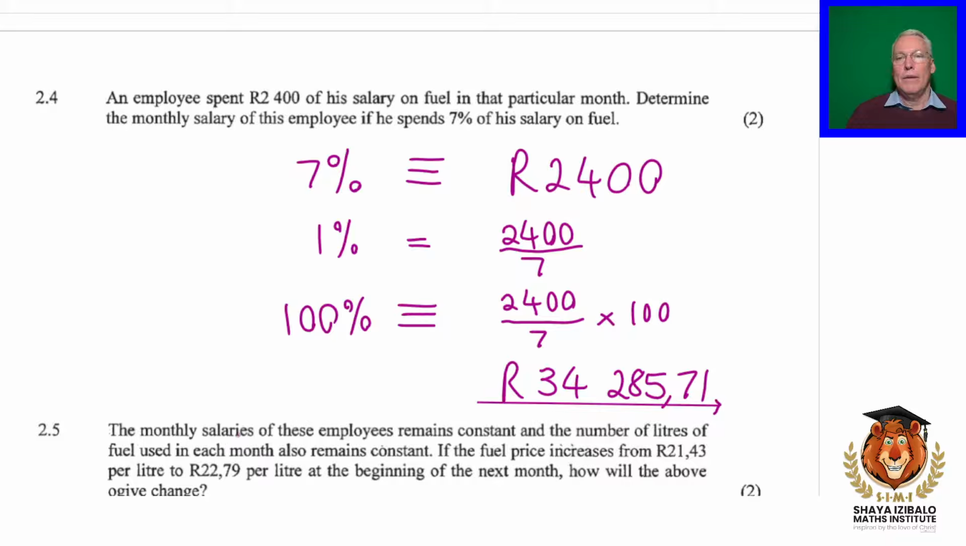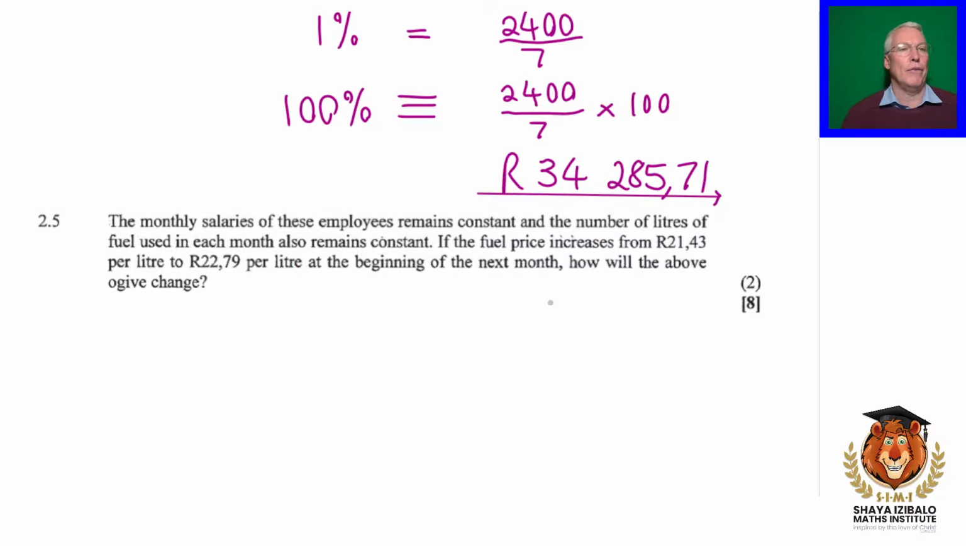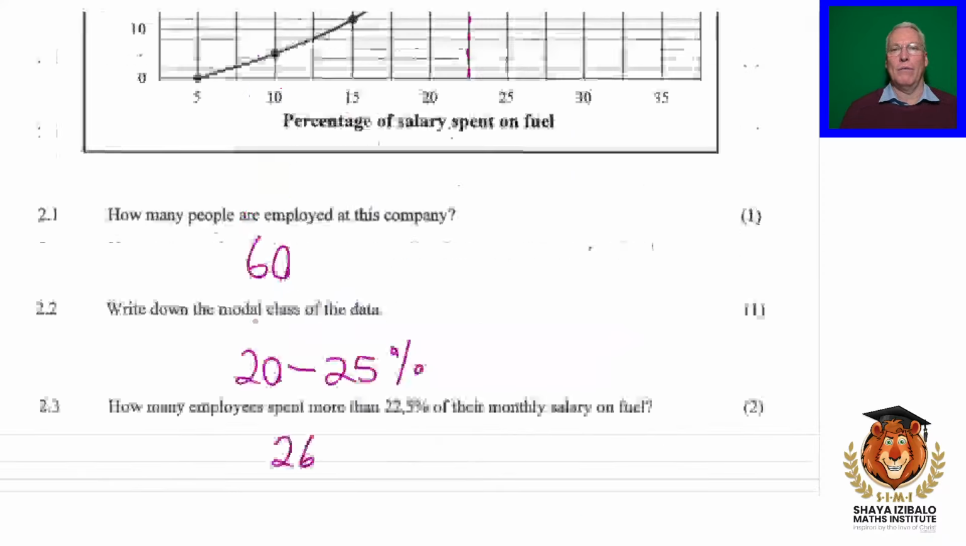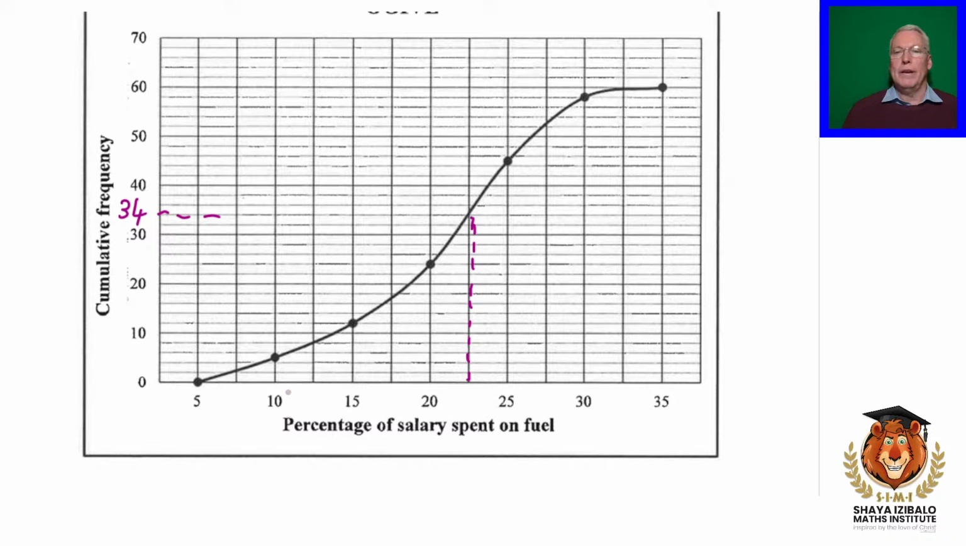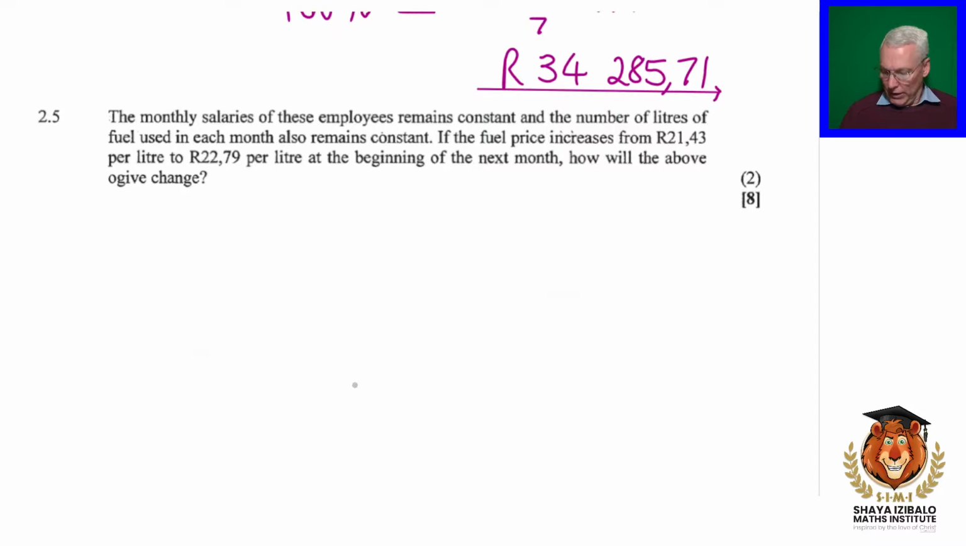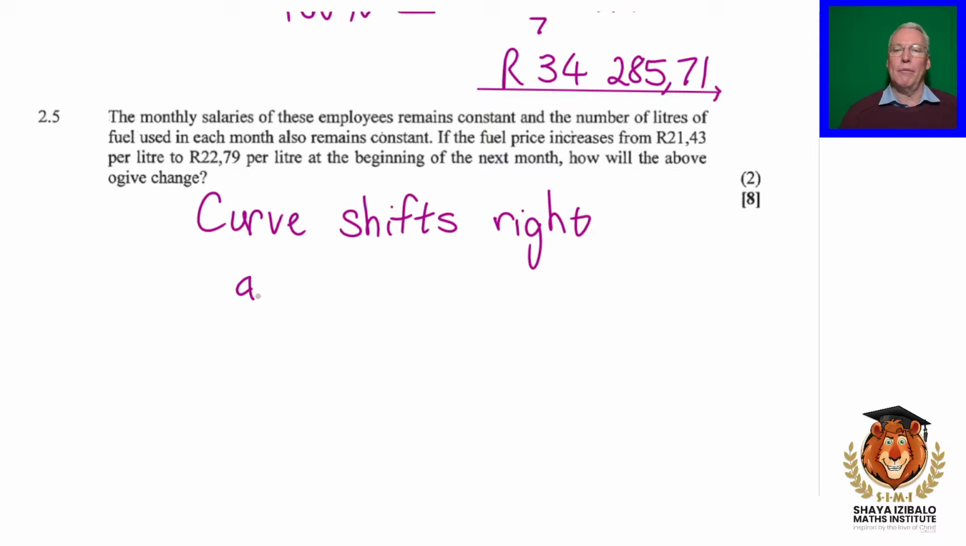The monthly salaries of these employees remain constant, and the number of litres of fuel used in each month also remains constant. If the fuel price increases, how will the above ogive curve change? If we just look at this curve, everyone is actually going to spend slightly more. So the graph will move slightly to the right, and it'll become steeper at the end. We just need to write that down: the curve shifts right and becomes steeper.